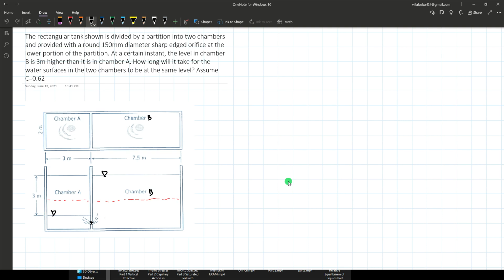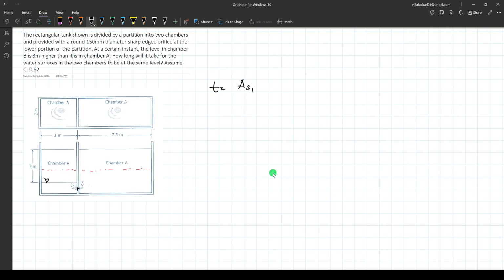Assume C is 0.62. Since the cross section of each chamber is rectangular, they are prismatic, so we can directly solve this using the solution: let's say AS at chamber A, AS at chamber B, the surface area at A times the surface area at B, over the surface area at A plus the surface area at B, multiplied by 2 over C times A, the area of the orifice, times the square root of 2G, multiplied by the square root of H1 minus the square root of H2.